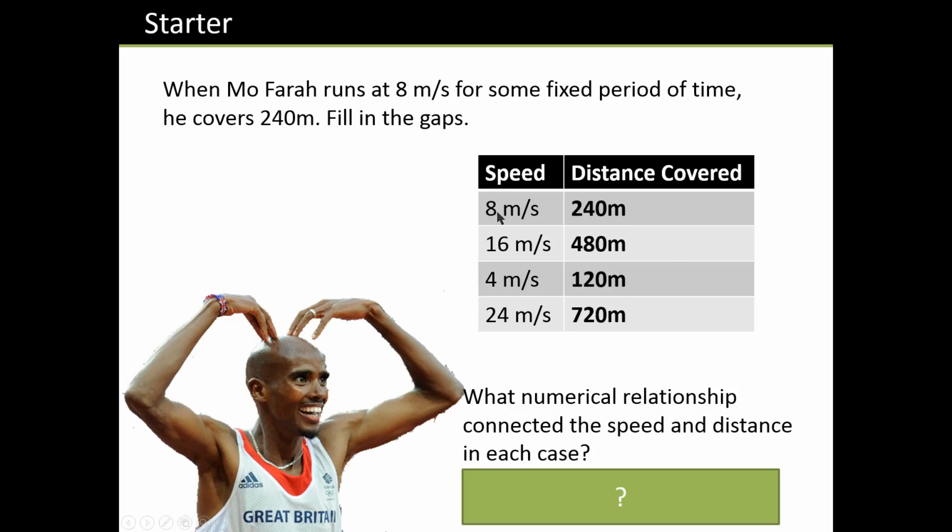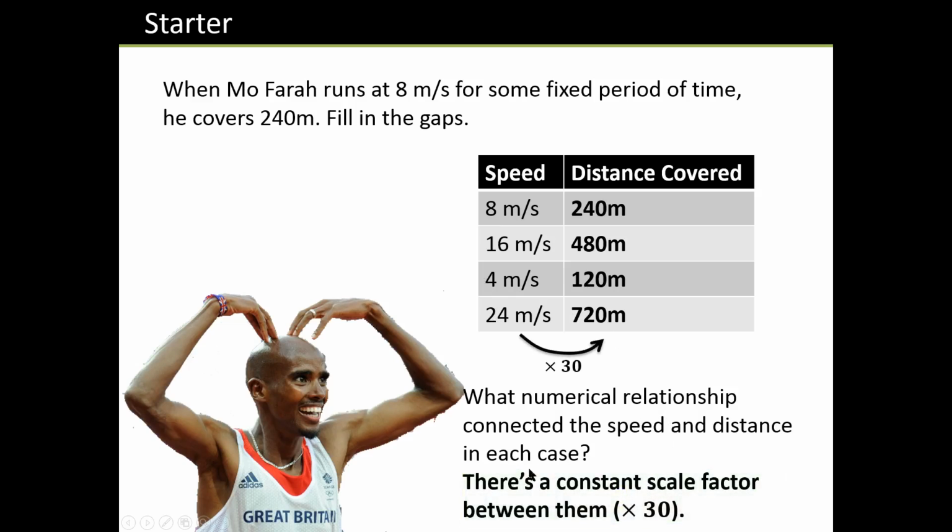So 8 meters per second results in 240 meters. If you were to use the unitary method, you'd find that this is 30 times as much. 8 times 30 is 240. And similarly, 16 times 30, 4 times 30, 24 times 30, right? So there's a constant scale factor between them of times 30. You take the left hand side, you just multiply it by 30, and you get the right hand side, basically.